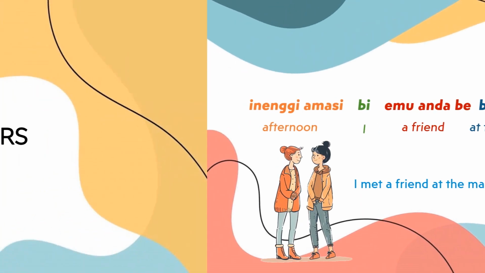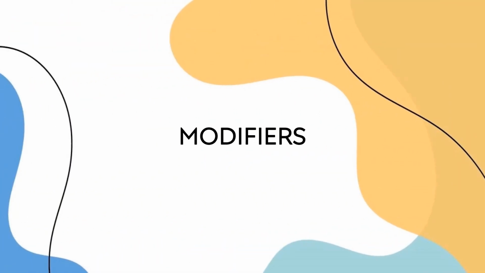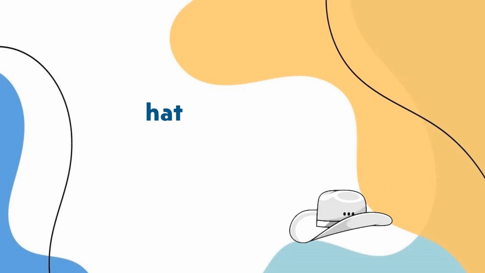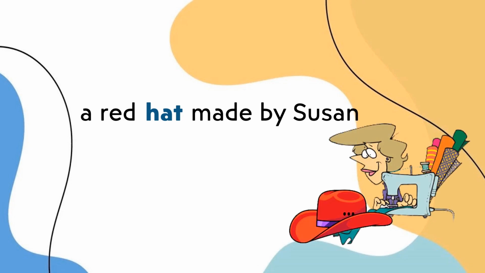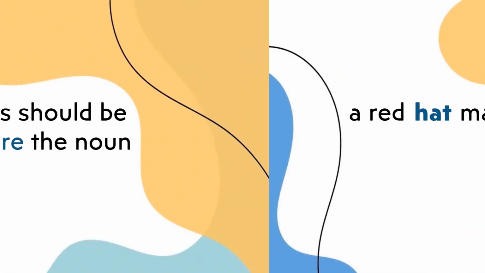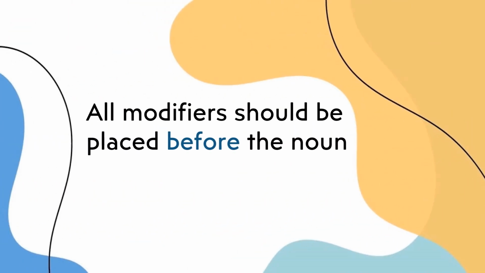Then, in most, if not all languages, nouns are often modified by other components, such as a number, an adjective, or even a clause. For example, upon the word hat, we could have a hat, a red hat, a red hat made by Susan. And those modifiers should always be placed before the noun in Manchu.